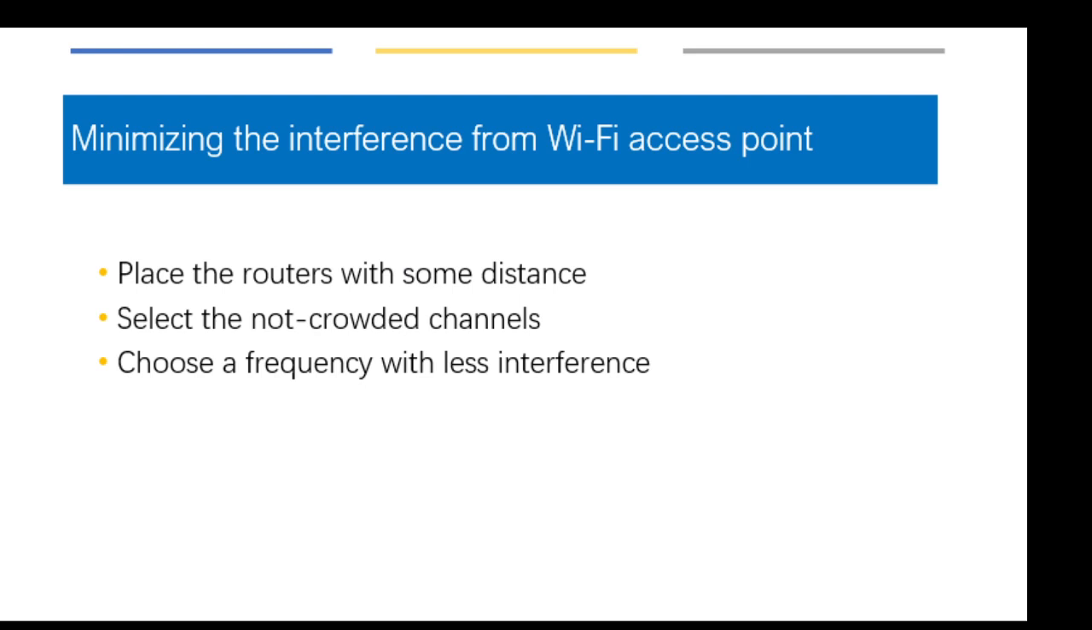Well, considering minimizing the interference from the Wi-Fi access point, there are 3 ways. The first one, you can place the routers with some distance. We should put the routers in different places, on different floors, so that I increase the distance between the routers. Second, you can select less crowded channels. The third is to choose a frequency band with less interference.